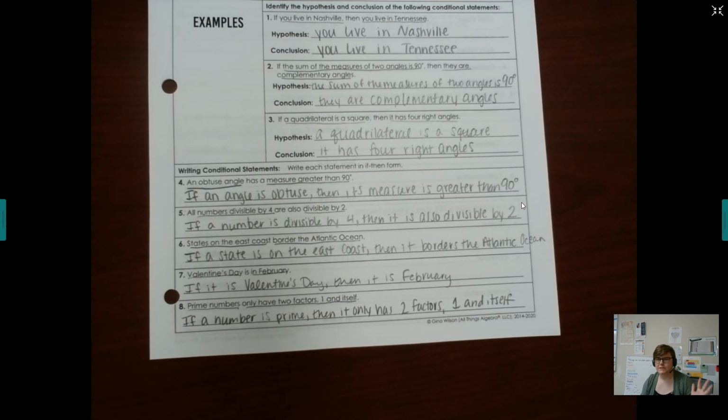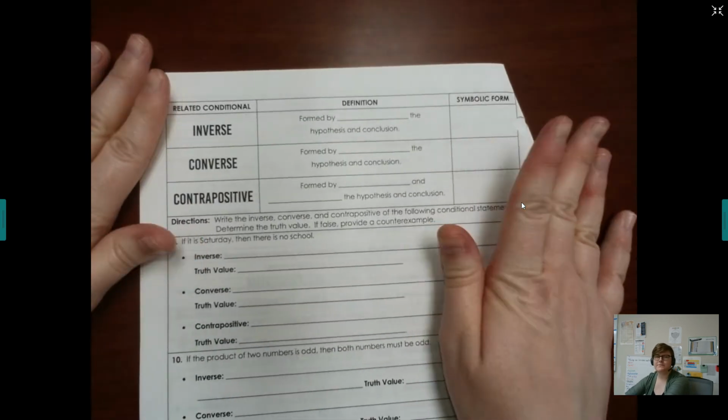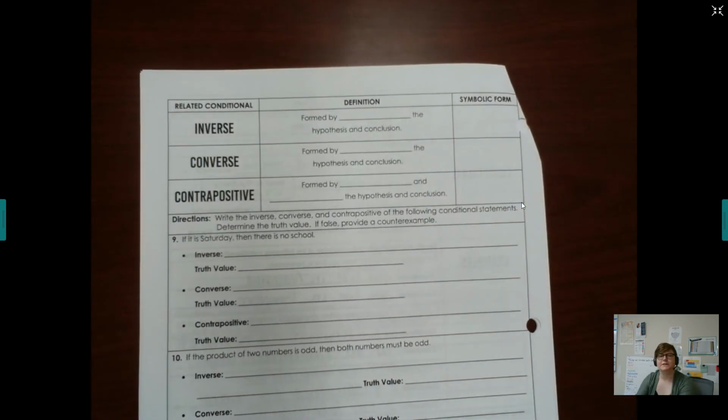So I'll give it 3, 2, 1, and flip. Okay. We're going to talk about the inverse, converse, and contrapositive. These are all related to the conditional statements. That's why they're on the same notes.